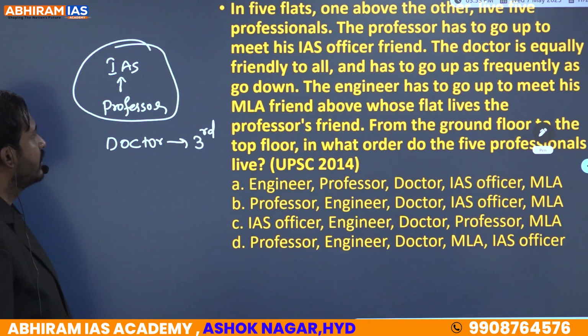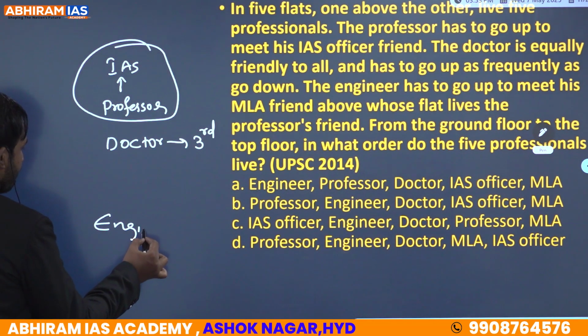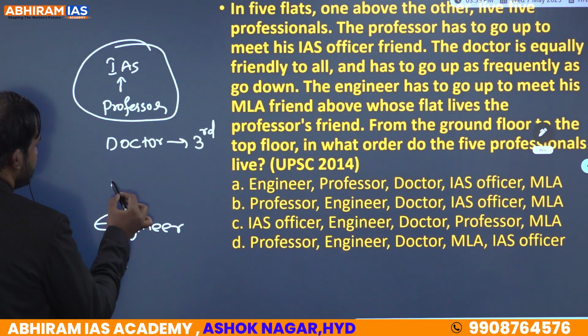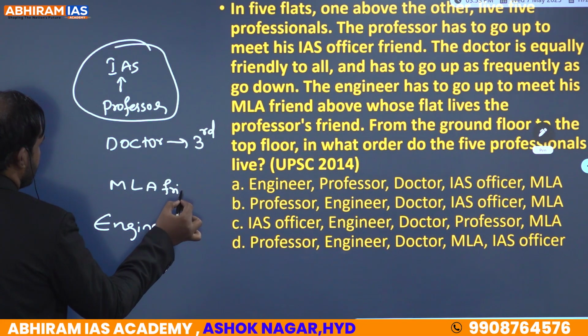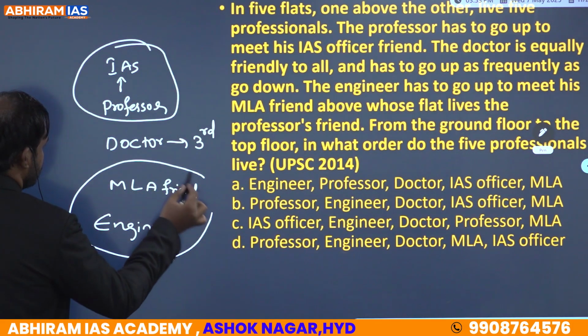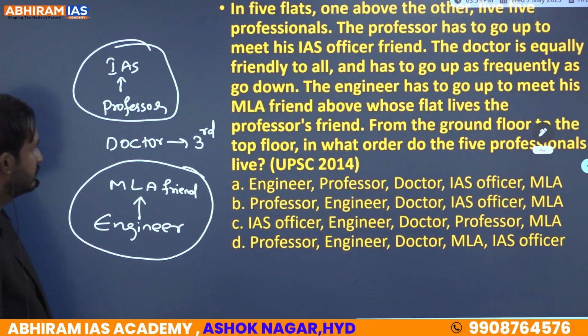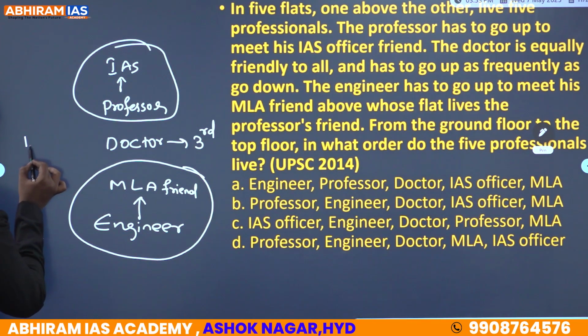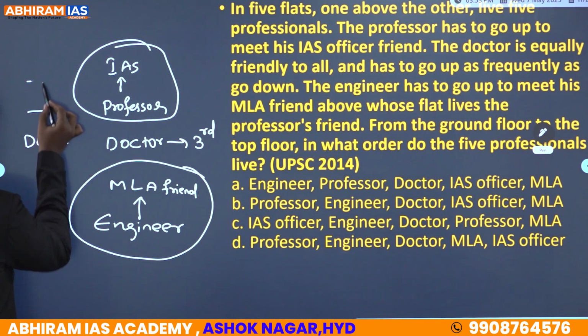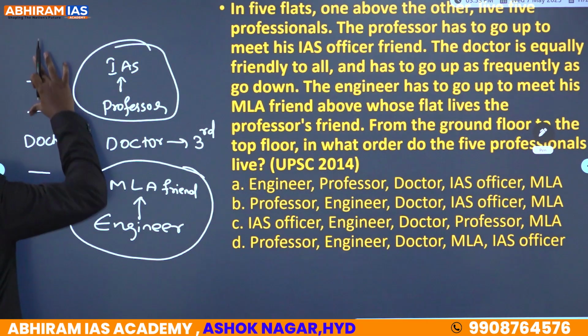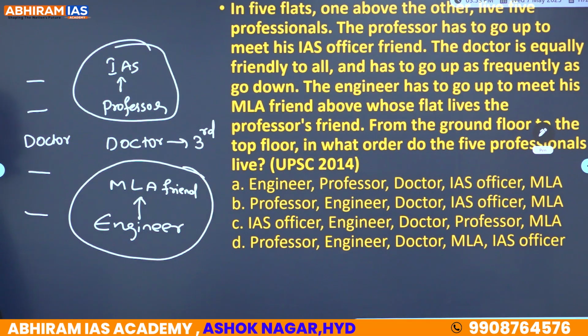Next. The engineer has to go up to meet his MLA friend. So engineer has to go up to meet his MLA friend. Right. Next. Above whose flat lives the professor's friend. Okay. Now see here students. Anyway, the middle one is what? Doctor. So either this pair is here or this pair is here, right? In general, if we assume.